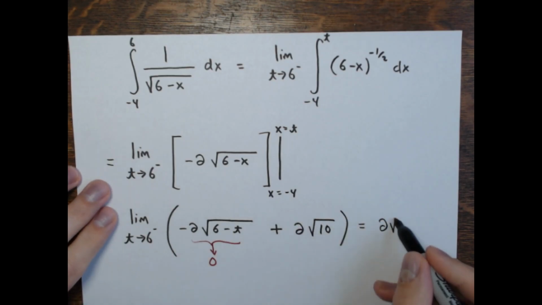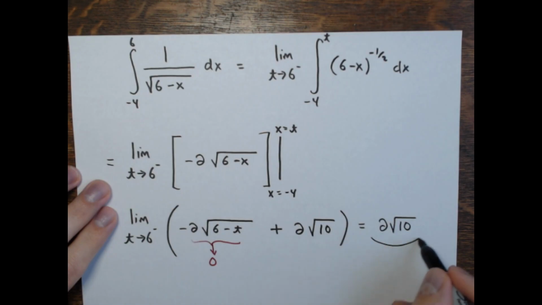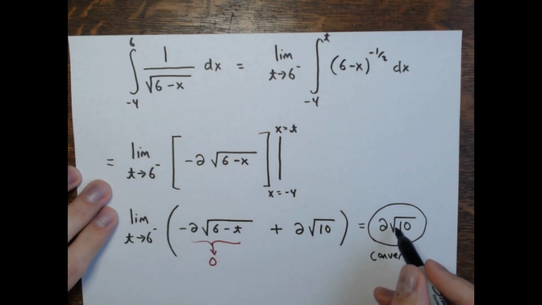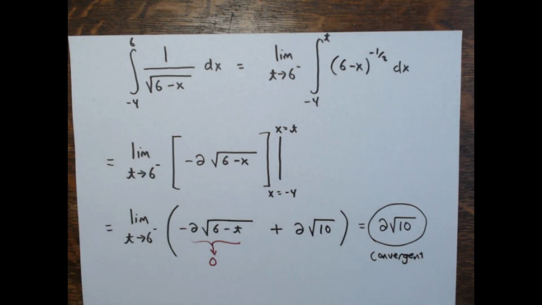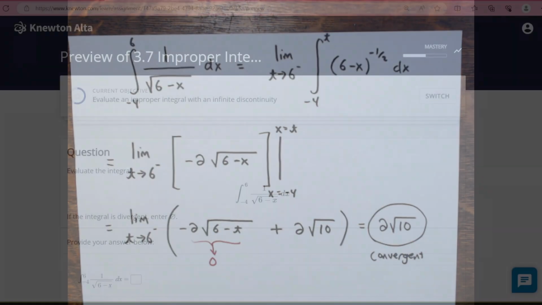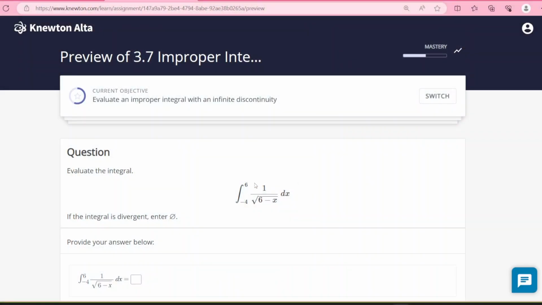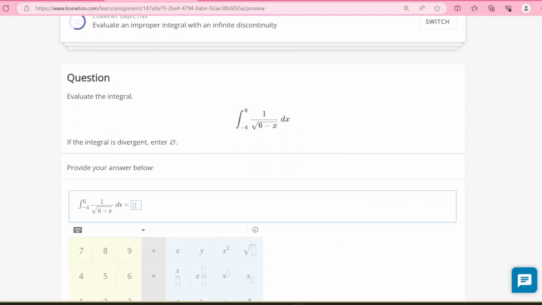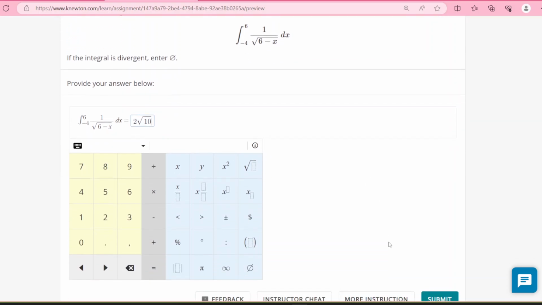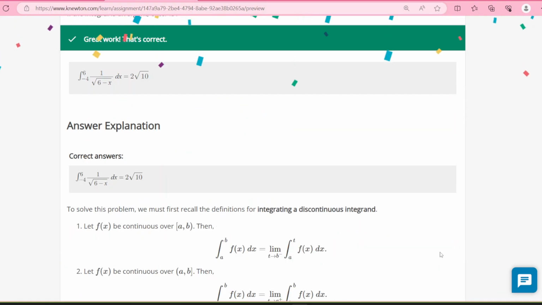So we do have finally here, after a few examples, a convergent integral. This is a finite limit approaching a value of 2 times the square root of 10. You can check with the Desmos calculator, but I'm going to just trust myself now. So 2 times the square root of 10 is what this converges to. Great.